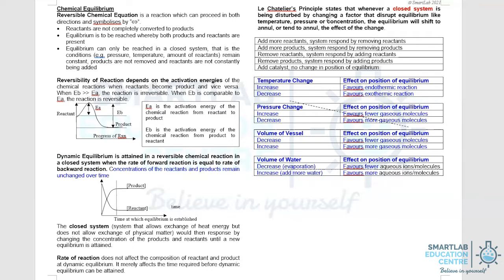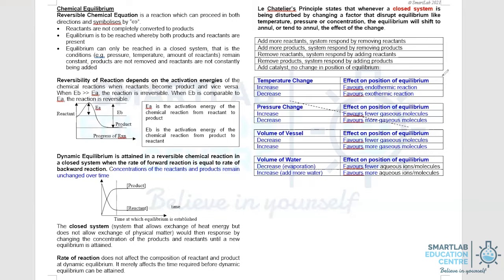Le Chatelier's principle. Le Chatelier's principle states that whenever a closed system is disturbed by a changing factor that disrupts equilibrium, like temperature, pressure, or concentration, the equilibrium will shift to annul or tend to annul the effect of the change. First, the words closed system cannot be omitted. Closed system means that it allows exchange of heat energy, but does not allow the exchange of physical matter.